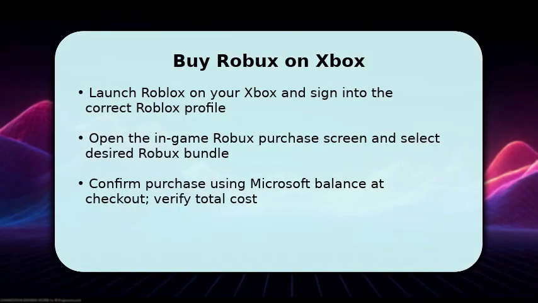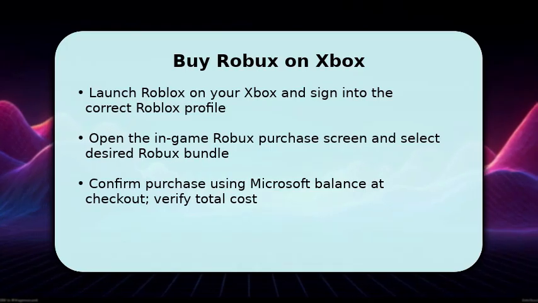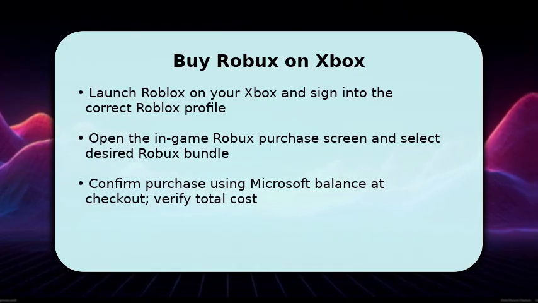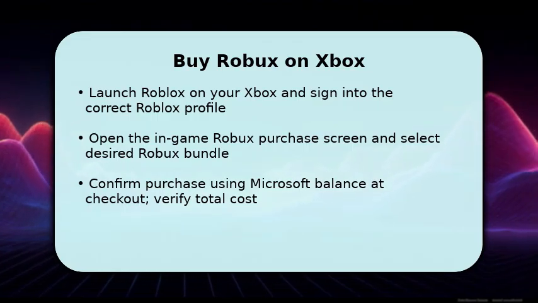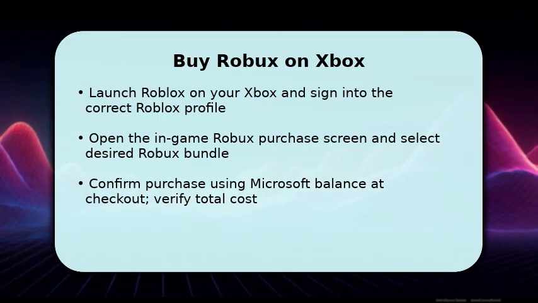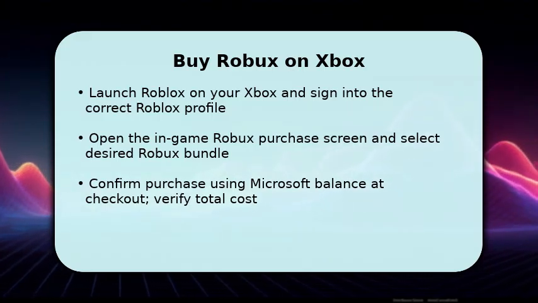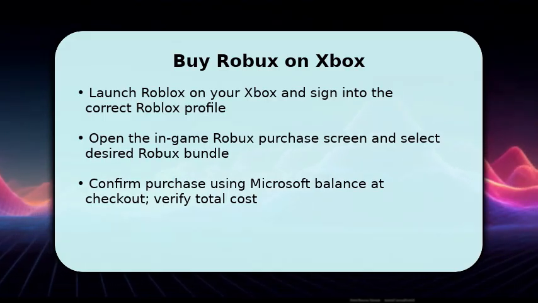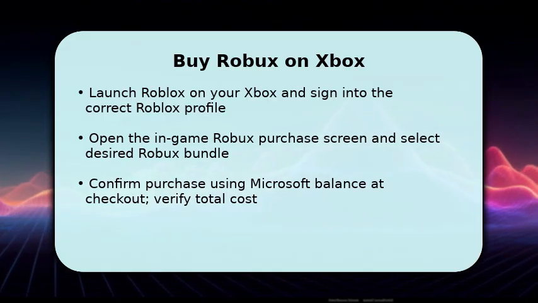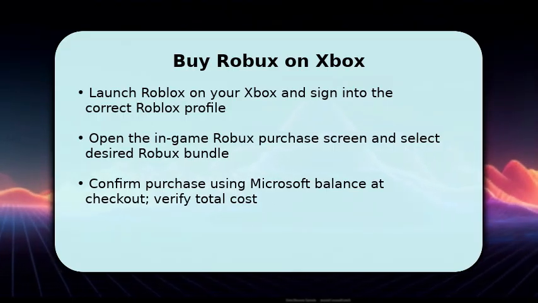Now you buy Robux directly through the Roblox app on Xbox. You, the player, should launch Roblox and sign into the exact Roblox profile you want to fund. Next, open the Robux purchase screen and choose the bundle that matches your redeemed balance. At checkout, select Microsoft account balance as the payment method. The system will deduct from the redeemed gift funds. If taxes or conversion apply, you'll see the final price. Confirm to complete the purchase.